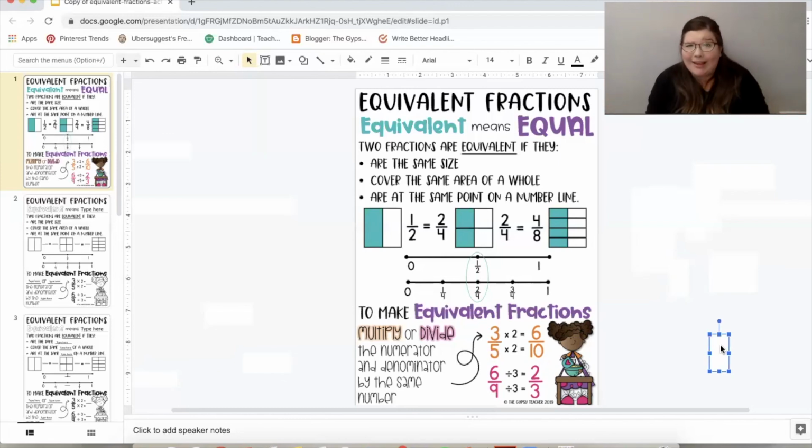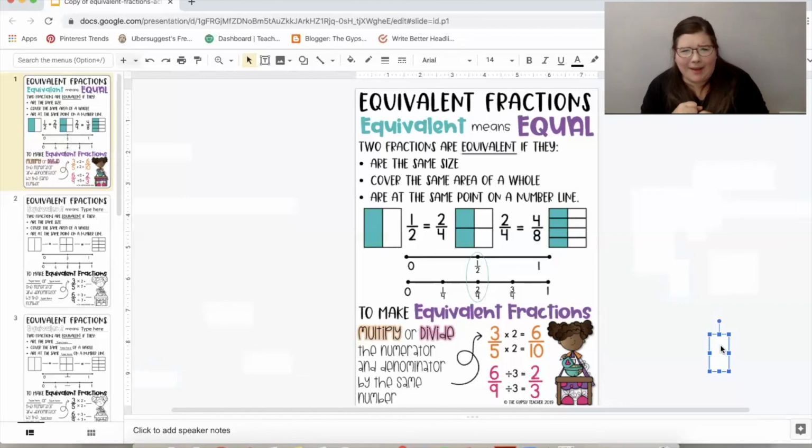So now what I'd like for you to do is practice this with the pages that your teacher is giving you. And I hope that you remember that if you get stuck or you don't understand, you can come back to this equivalent fractions chart, and then you can also give yourself a little pep talk.